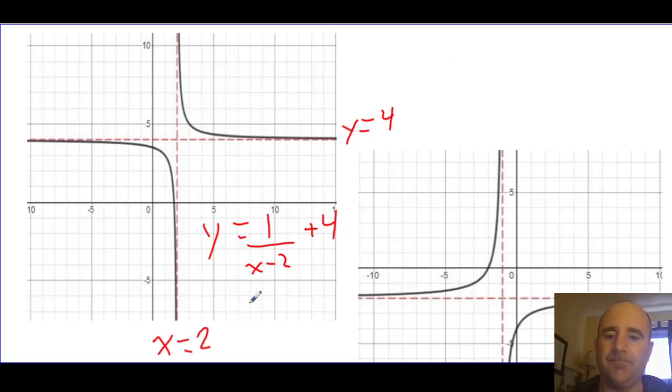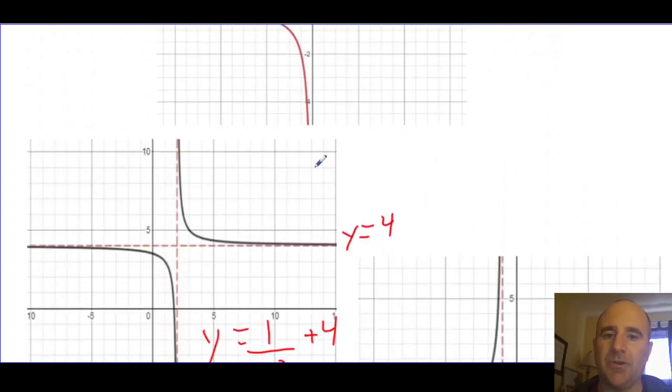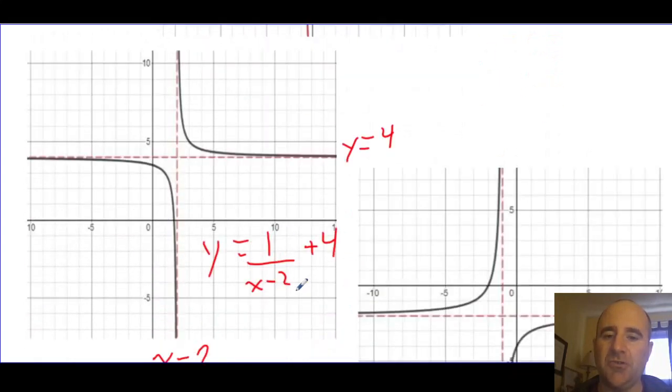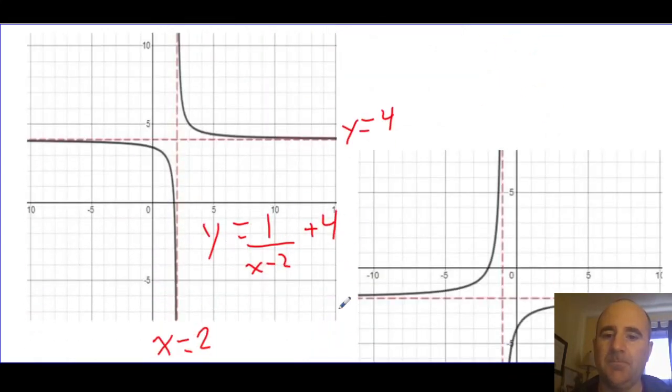And that's because it's the same as y equals 1 over x, but it's been shifted to the right 2 and up 4. Okay, so there it is.